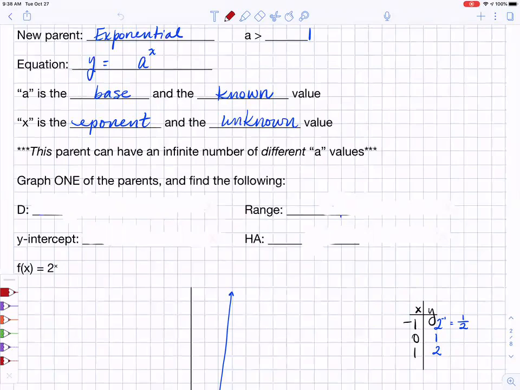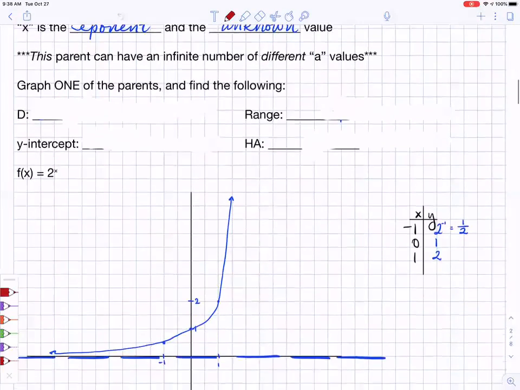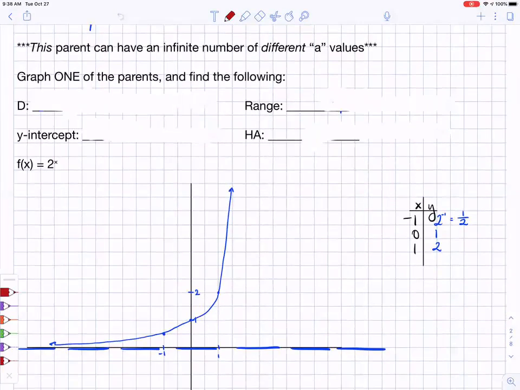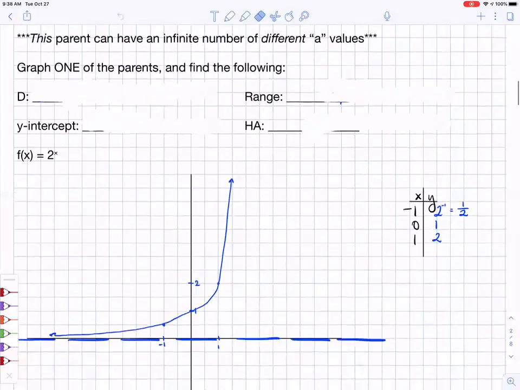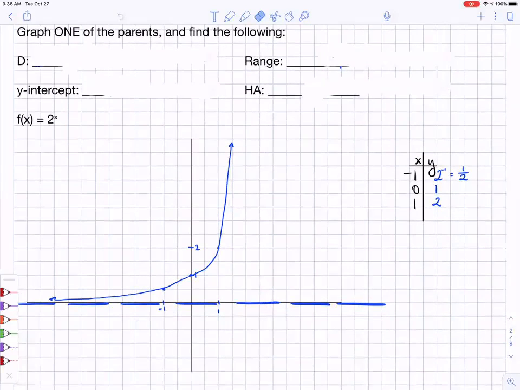But this guy changes. All right, so it looks like the embedded question was where we graphed, and I walked you through graphing, but I'm guessing you had to go find the domain, the range, the y-intercept, and the horizontal asymptote for the embedded question. Okay, so domain then, when you're looking at the graph, what did you find for the domain? Yeah, negative infinity to positive infinity.